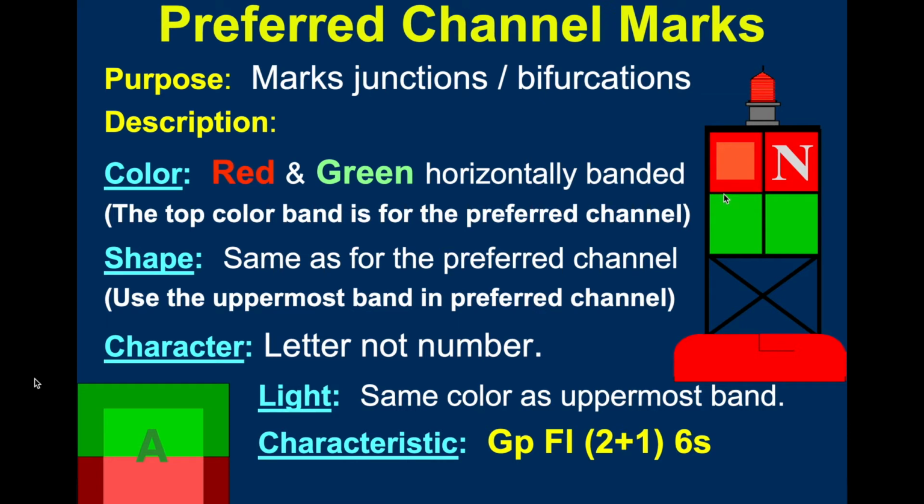They have a letter, not a number, so they're not going to be even or odd numbers. They're going to be lettered. This is important for you to remember. They're lettered. And the light is going to be the same color as the upper band. Remember, these flash 2 + 1 every 6 seconds.